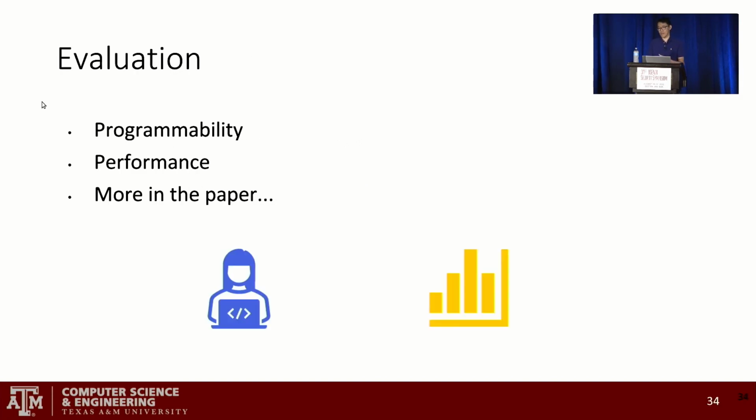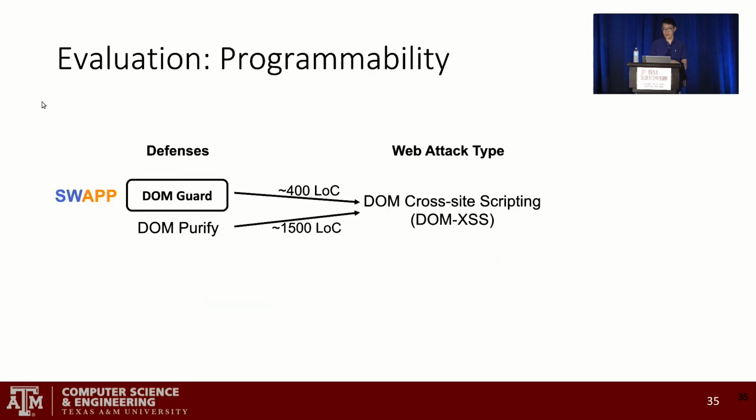To evaluate SWAPP, in this talk, I will cover the programmability and the performance of SWAPP. For the programmability, I want to highlight four of the apps that we implemented. The first app that we implemented is DomGuard. DomGuard is used to mitigate DOM cross-site scripting attacks. We implemented DomGuard using SWAPP, which requires only about 400 lines of code, as compared to DOMPurify, an existing web defense, which required approximately 1,500 lines of code.